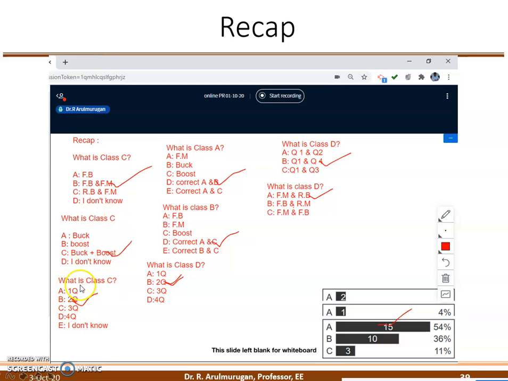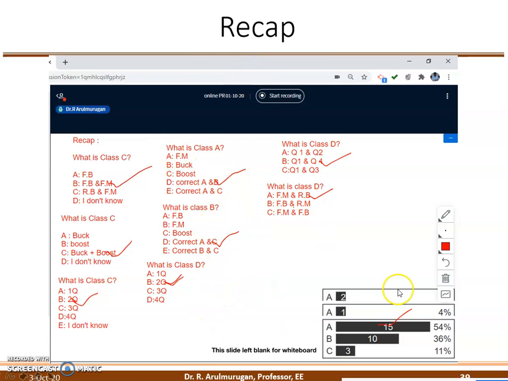Okay, then next one. How many quadrants in class C? It's two quadrants. What are the two quadrants? Quadrant number one and quadrant number two. Okay, what is class A? Class A is forward motoring and buck. So these two are included: forward motoring and buck converter.